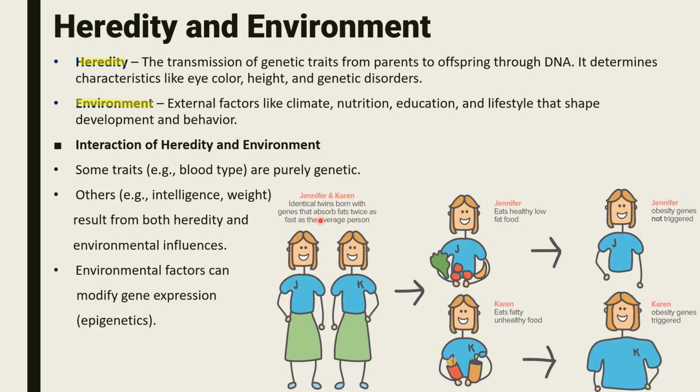For example, Jennifer and Karen are identical twins born with genes that absorb fats twice as fast as the average person. Jennifer eats healthy, low-fat food. Karen eats fatty, unhealthy food. Jennifer's obesity genes are not triggered, while Karen's obesity genes are triggered.